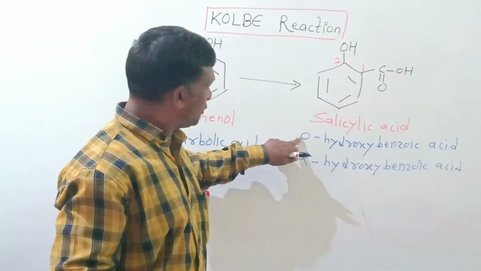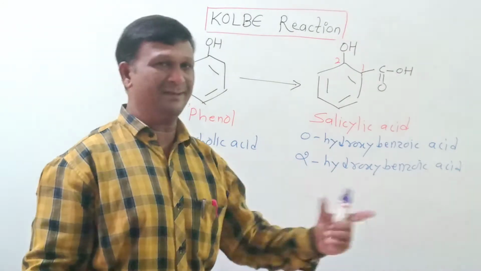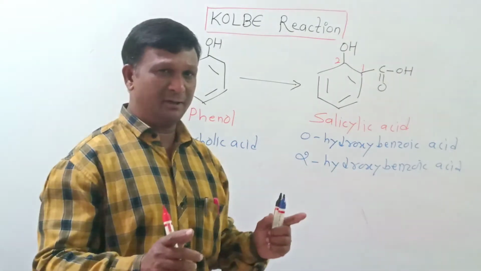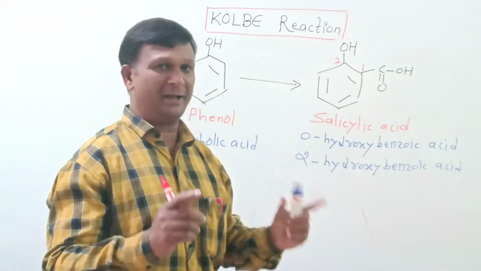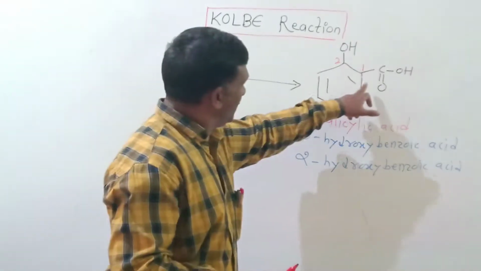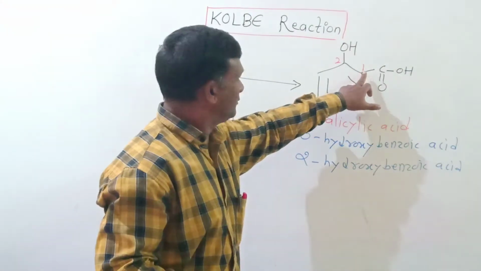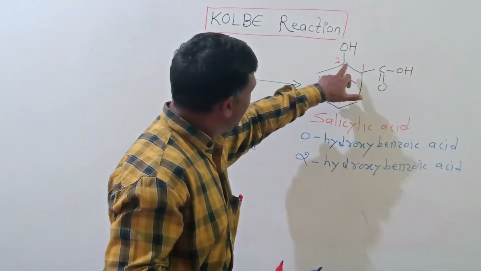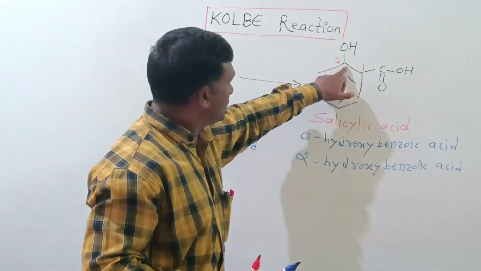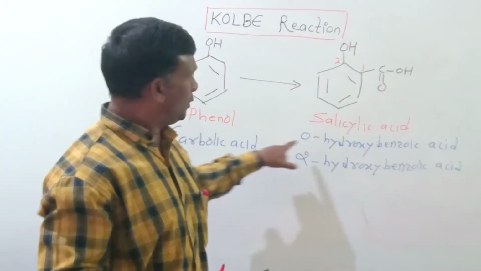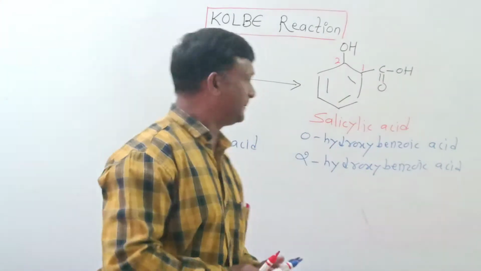Now this name orthohydroxy benzoic acid is adopted in the common system. In common system, we always use the prefixes like ortho, meta and para. The carbon to which the COOH group is attached is the basic moiety. The carbon which is adjacent to this position is called the ortho carbon. So on the ortho carbon we have the hydroxy group, so in common system it is called orthohydroxy benzoic acid.